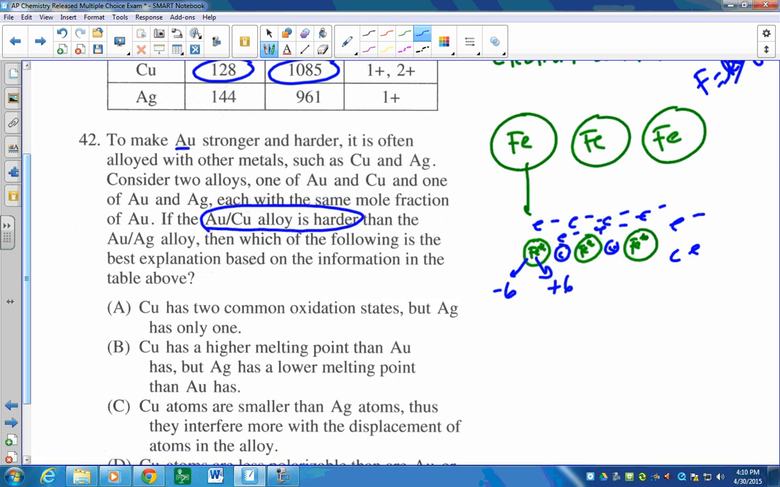Harder means the bond is stronger, the metallic bond. Copper has two oxidation states, but silver only has one. That has nothing to do with it. Okay, that has to do with forming compounds.